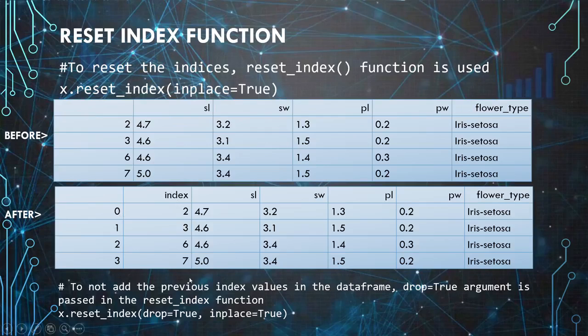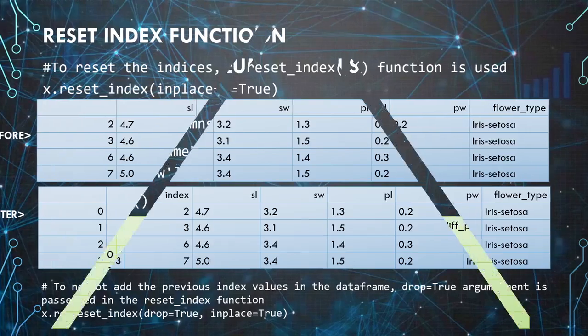To not add the previous index values in the data frame, the drop equals True argument is passed in the reset_index function. So if we use x.reset_index with drop equals True, inplace equals True, we saw why we use inplace equals True in our previous video, and drop equals True. If we also do this, then our output will not contain this column of index, and hence our output will contain the stuff which we actually desired.